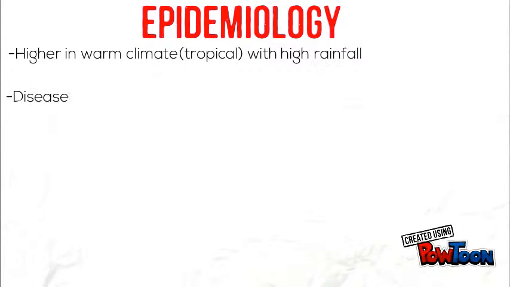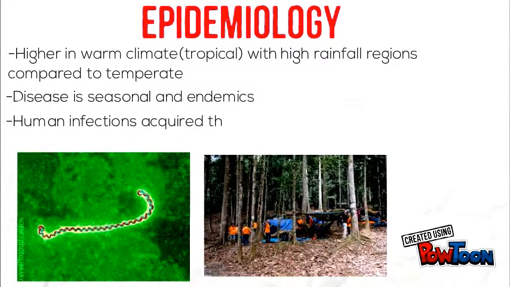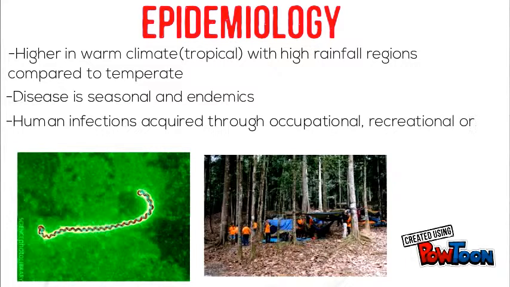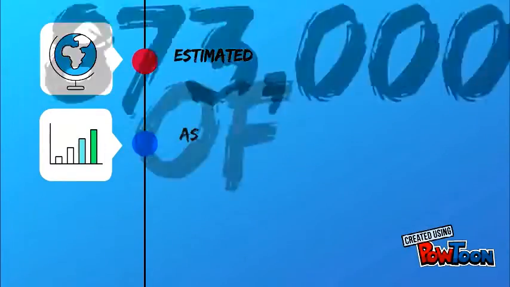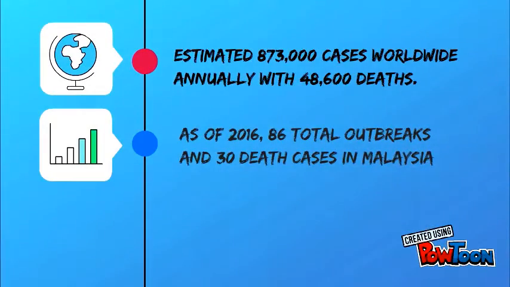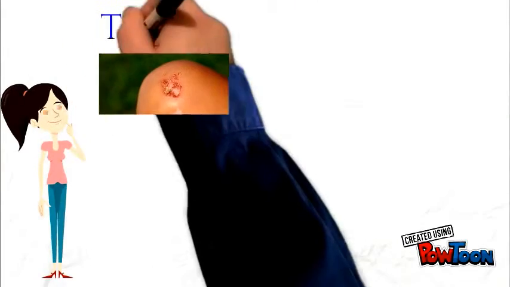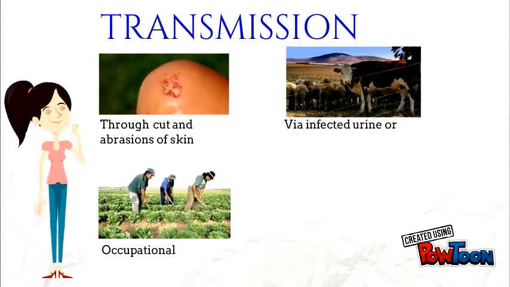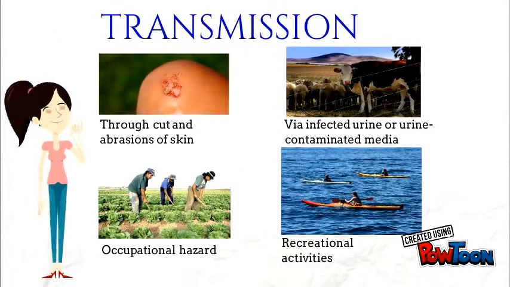Leptospirosis is presumed to be the most widespread zoonosis in the world, with incidence higher in warm climate countries with high rainfall than in temperate regions. The disease is seasonal, occurring the most in summer or fall. Those are the three exposures that contribute to getting the infection, and in Malaysia, most cases are linked to visiting waterfalls. These are the estimations of the cases occurring worldwide annually, and there are 86 outbreaks and 30 death cases in Malaysia as of 2016.